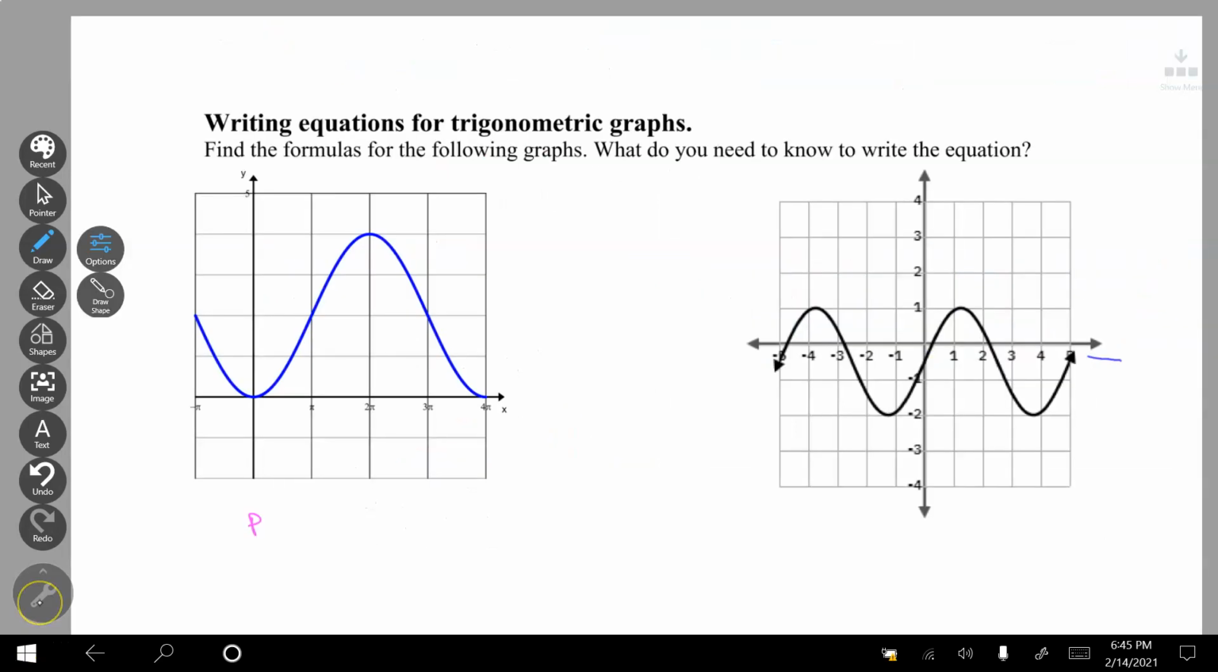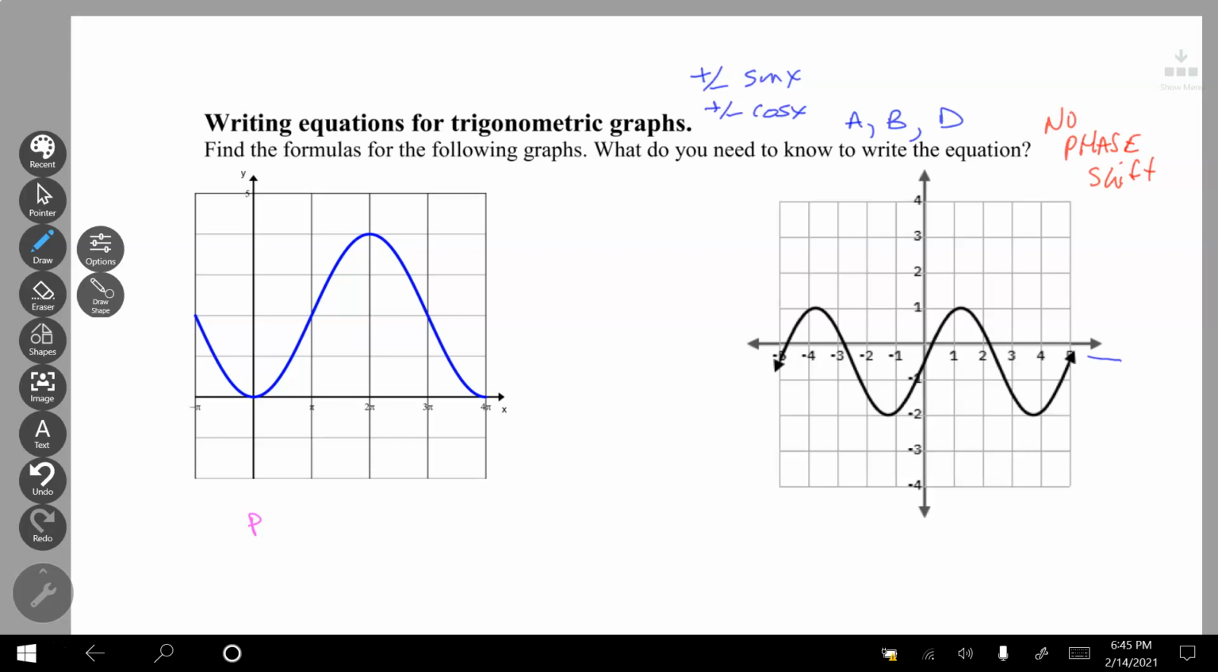Okay. So what do I need to know to write an equation? Well, I think I need to know what type of graph it is, whether it's a positive or negative sine graph or a positive or negative cosine graph. I think I need to know the letters A, B, C, and D, but I'm going to only say A, B, and D because I'm going to avoid phase shifts. If I choose the right graph, I don't have to incorporate the phase shift in anything.